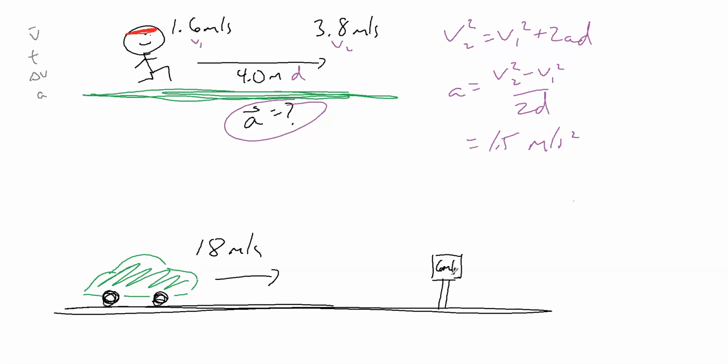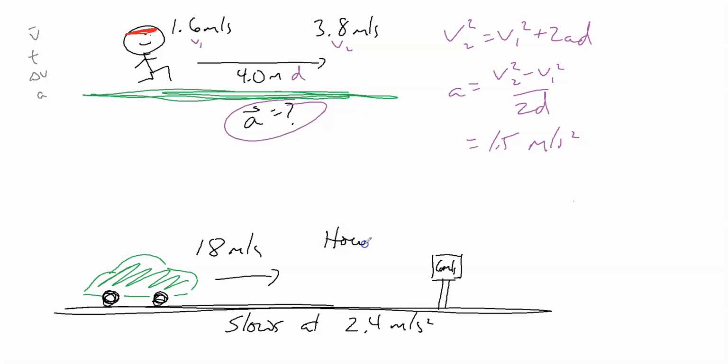And what we're going to do is have this guy slow down in time. Let's say he slows down at 2.4 meters per second squared.